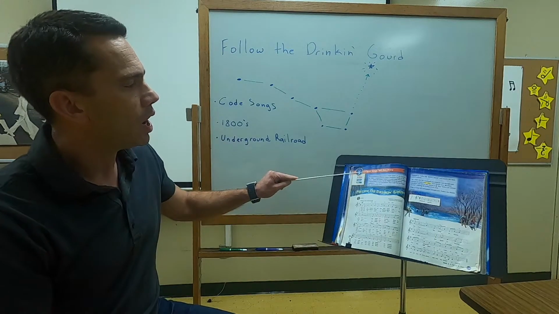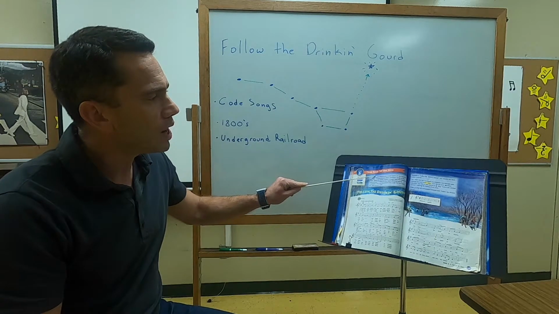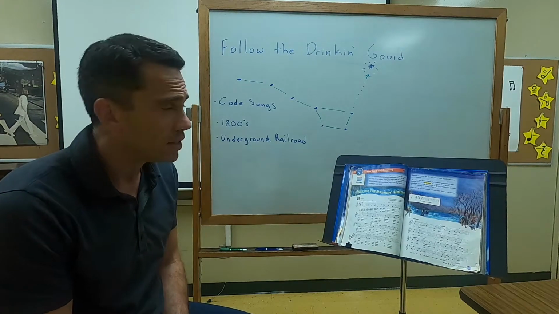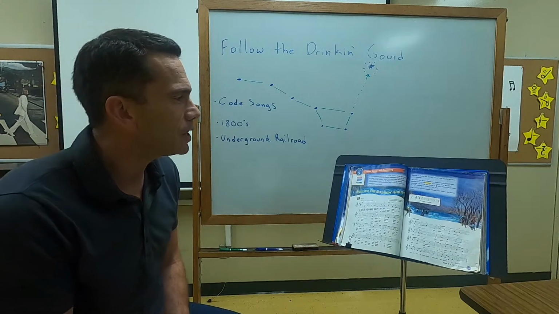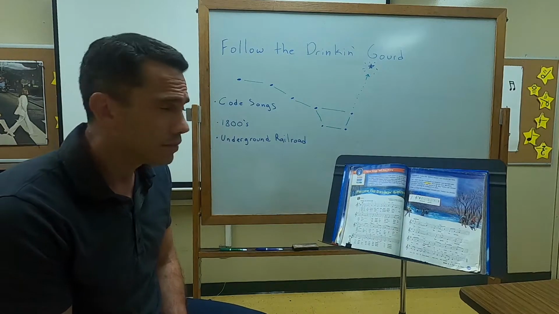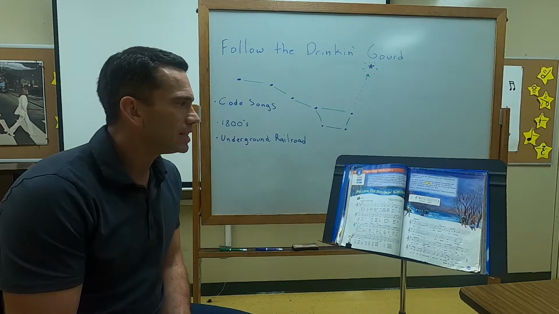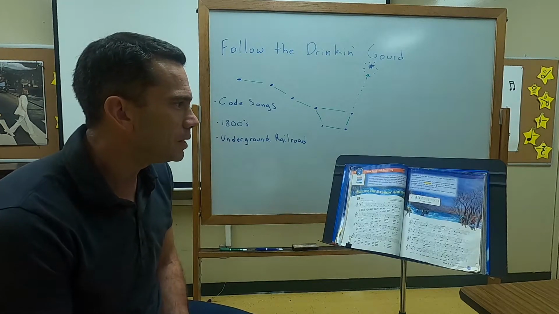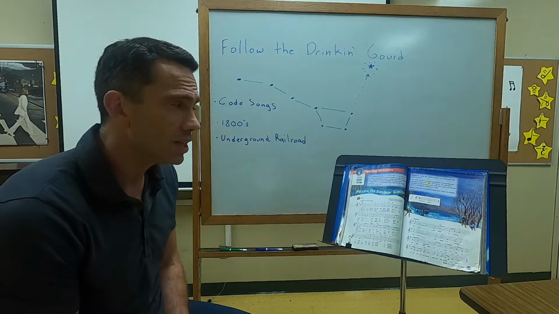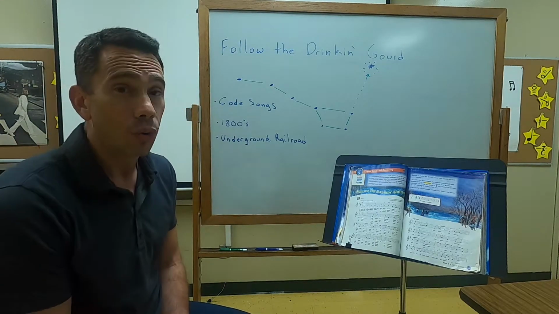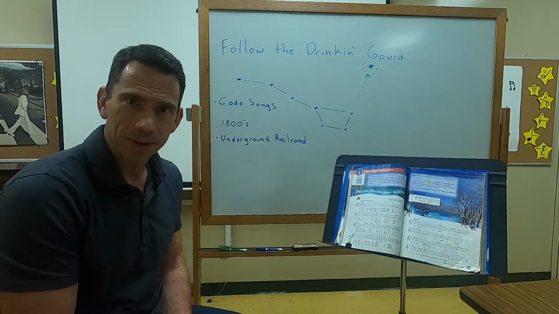It goes like this. It says, "The Underground Railroad was a secret system of safe houses in the 1800s. It helped enslaved African Americans escape to the north. Follow the Drinking Gourd is a code song that instructed enslaved people to follow the Big Dipper drinking gourd constellation. From this constellation, they could find the North Star, which pointed north." Yeah, isn't that pretty cool?